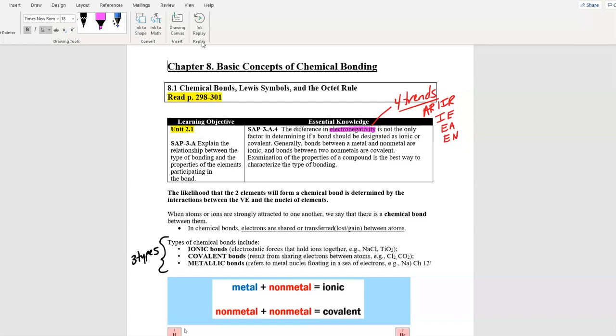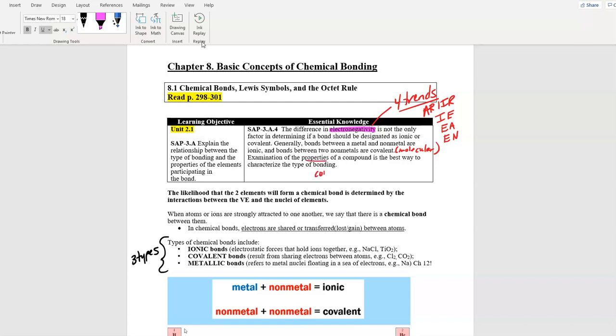So the difference in electronegativity is not the only factor in determining if a bond should be designated as ionic or covalent. Okay? Generally, bonds between a metal and a nonmetal are ionic, and bonds between 2 nonmetals are covalent. And we know that. We've been doing that for 2 years. The other word for covalent, we like to sometimes use molecular because they're molecules. Okay? Examination of the properties of a compound is the best way to characterize the type of bonding, which means we're looking at those properties big time.